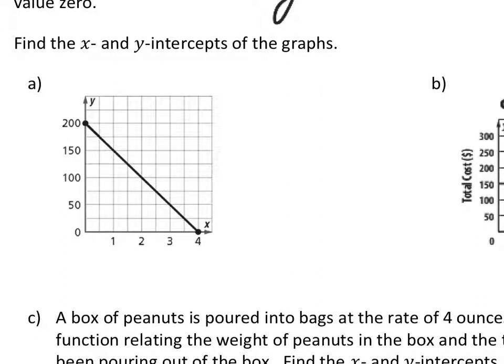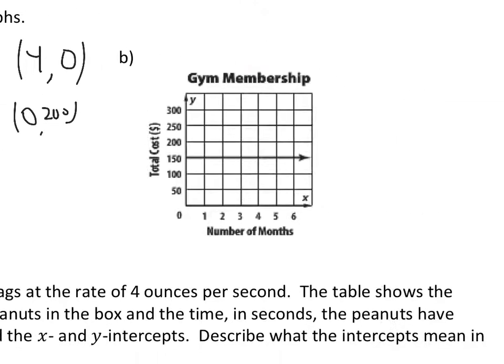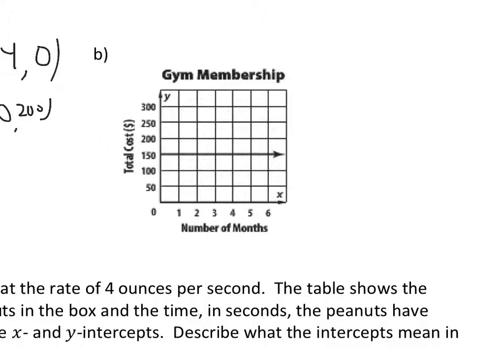So for this, letter A, it just says find the x and y-intercepts of the graph. Okay, so we should put those as ordered pairs. So the x-intercept is located at 4, 0. So again, we made the y value 0 to get the x-intercept. And then the opposite, where is x 0? Here. So at that point is where y is 200. That's the y-intercept. So 0, 200. Please try letter B on your own.